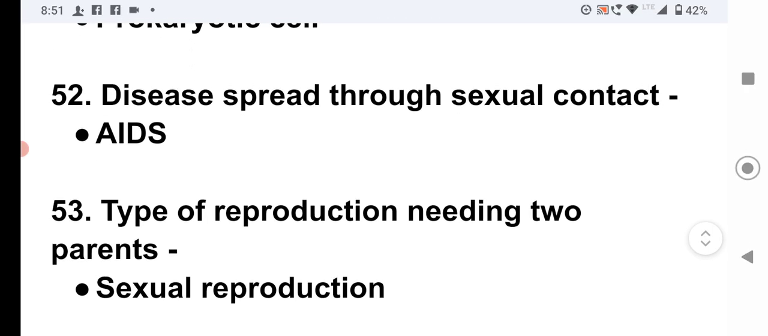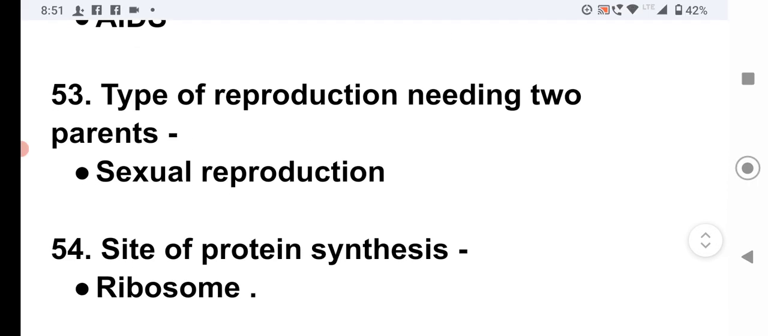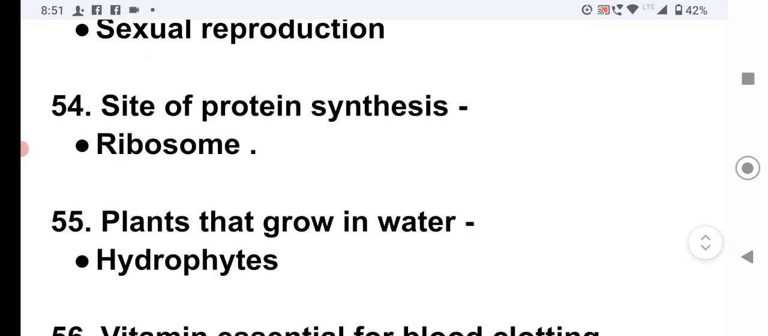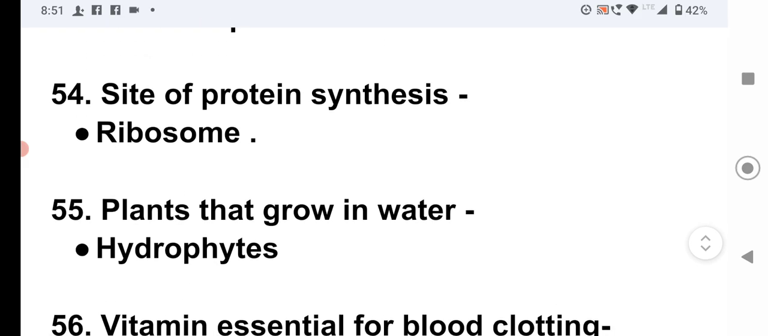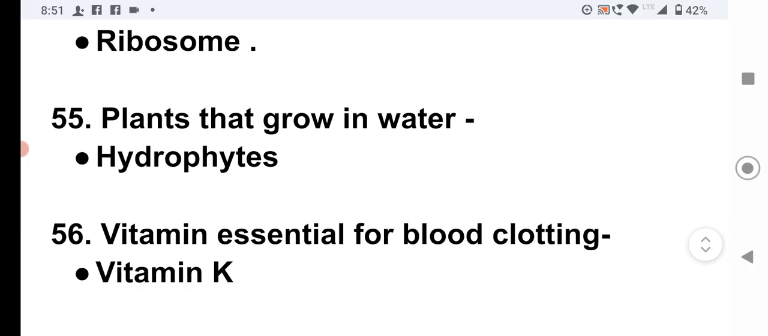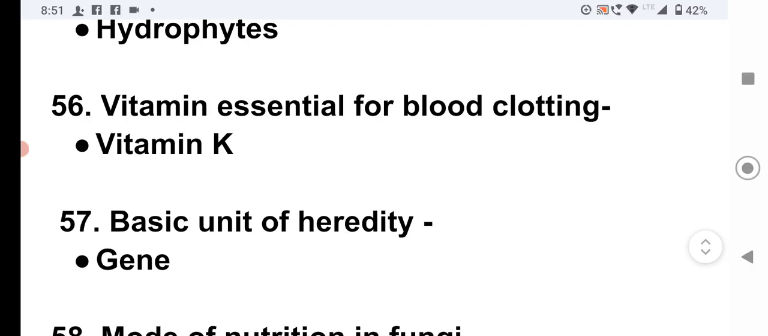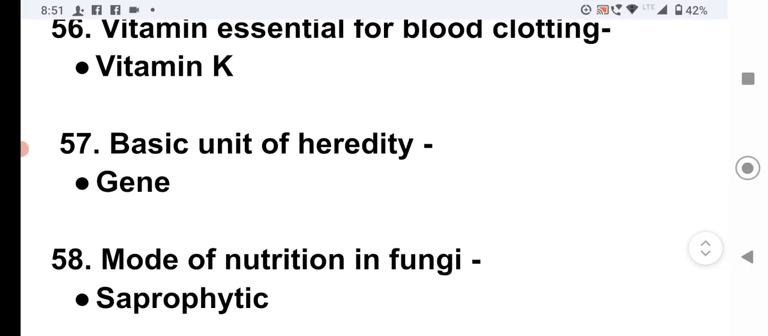Question number 53: type of reproduction needing two parents, sexual reproduction. Question number 54: site of protein synthesis, ribosome. Question number 55: plants that grow in water, hydrophytes. Question number 56: vitamin essential for blood clotting, vitamin K. Question number 57: basic unit of heredity, gene.